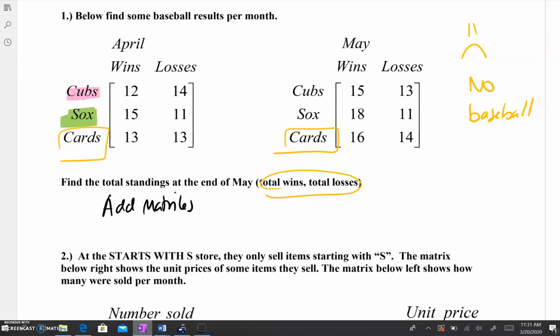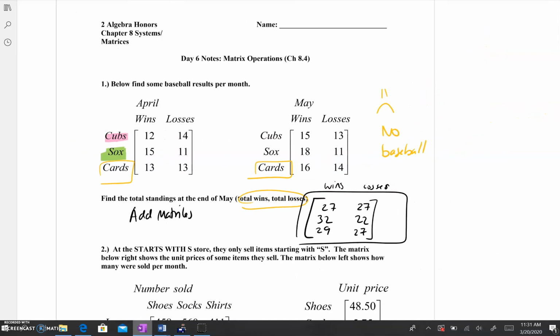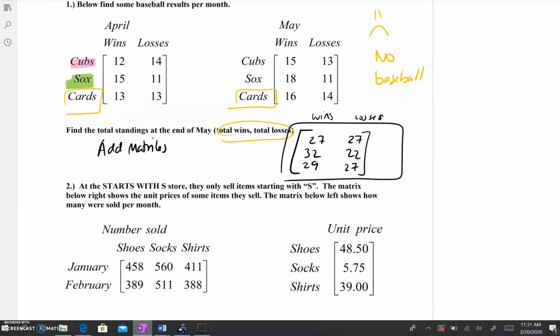So if I add my matrices, my Cubs look like they've won 27, but they've lost 27 as well. Come on, Cubbies. For my Sox, it looks like 28, 29, 30. It looks like 32 and 22. Sox are doing pretty good. This one's 29 and 27. Okay. And remember, the first one is wins, second one is losses. So sometimes people will record data in this way. So that's just like one nice application of a matrix.